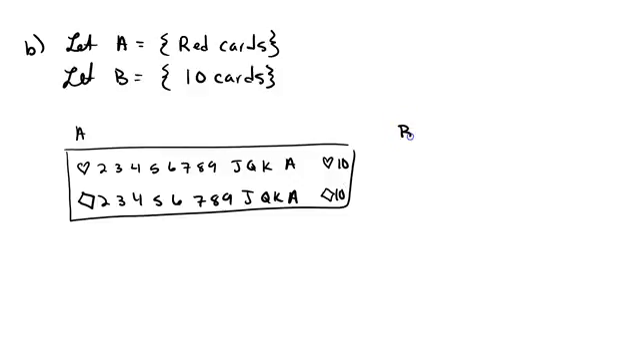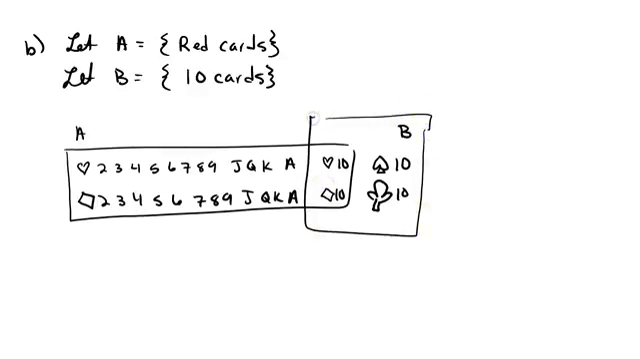Now, what about our B? What about our B crew? We have the 10 of spades. We have the 10 of clubs. We also have the 10 of hearts and the 10 of diamonds. So these sets, actually, they overlap. These are not mutually exclusive.